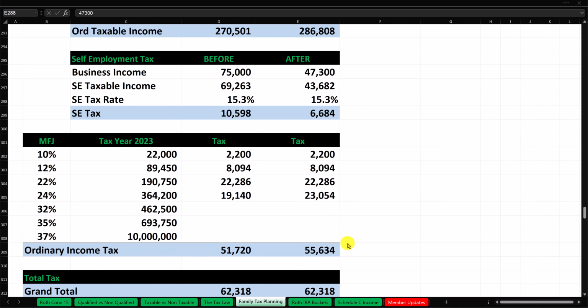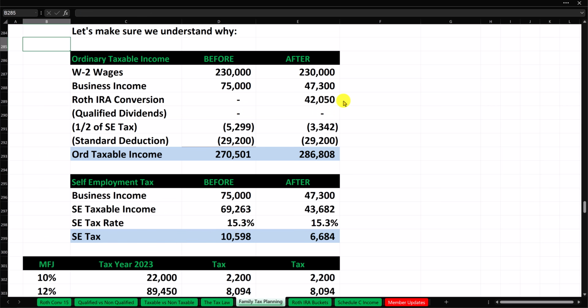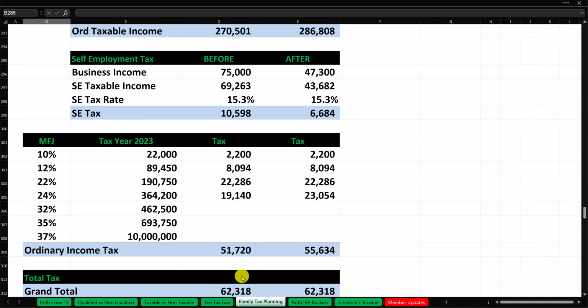And so what happened is we were able to squeeze more income through that Roth IRA conversion into the ordinary income tax part of the calculation, but it was offset by a reduction in the self-employment tax because when we paid the kids, it reduced the amount of income that was actually subject to self-employment tax from $69,263 down to $43,682. And so the combination of employing the kids with this strategy plus the interplay between the ordinary income tax rates and the self-employment tax allowed us to squeeze in a $42,000 Roth IRA conversion for ultimately the same total tax burden between the two scenarios.